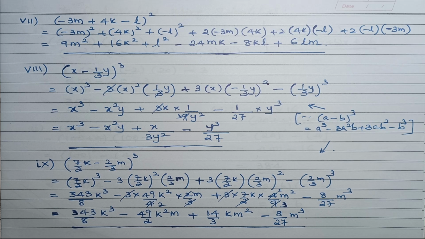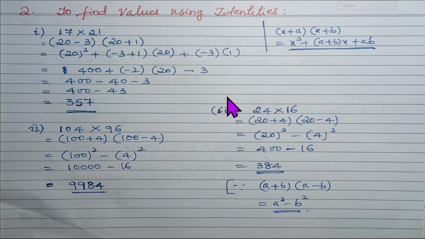So try to understand that. Now coming to the next example, we have to find the value of the product here. We have got 17 into 21. 17 can be written as 20 minus 3 and 21 can be written as 20 plus 1. The first term is the same and the second terms are different. That means this is (x plus a)(x plus b) form. We can use (x plus a) into (x plus b) equals x square plus (a plus b)x plus ab. x is 20 here, a is minus 3 and b is 1, so we can substitute the values here.